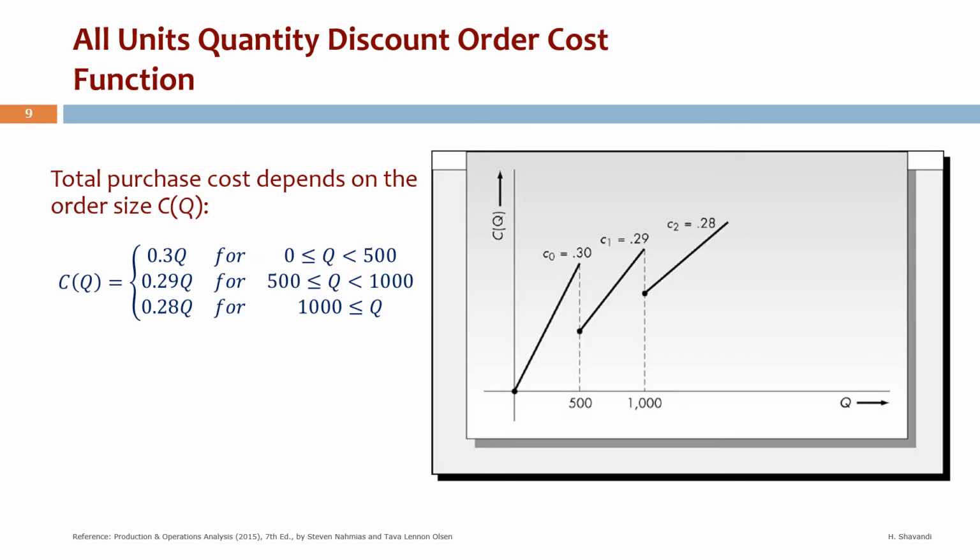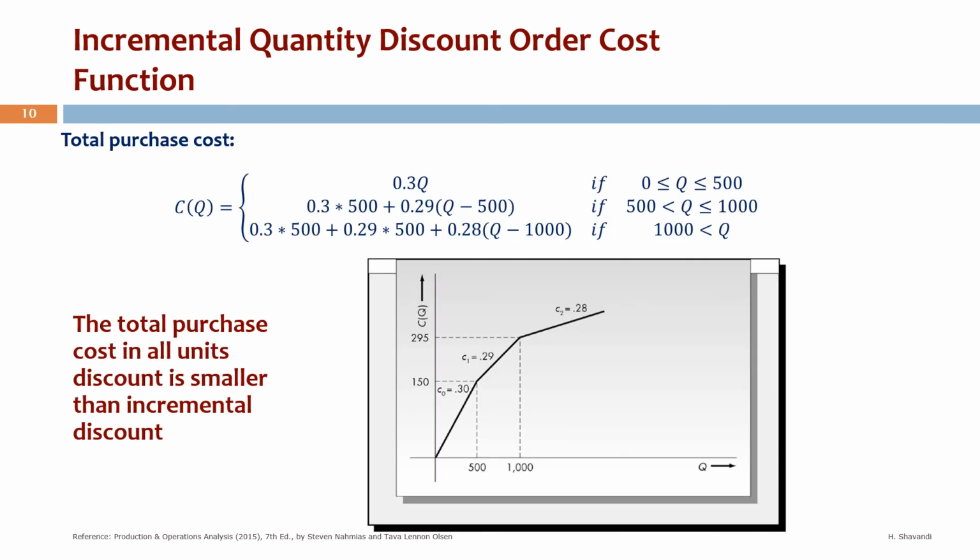Okay. So in the all units quantity discount model, as you see here, for example, if the order size Q is less than 500, the purchase price is 30 cents. But if we go over 500 up to 1,000, the purchase price will be 29 cents, a 1 cent discount here. And if we go beyond 1,000 units, the purchase price will be 28 cents for all units, right? This is the all units discount model.